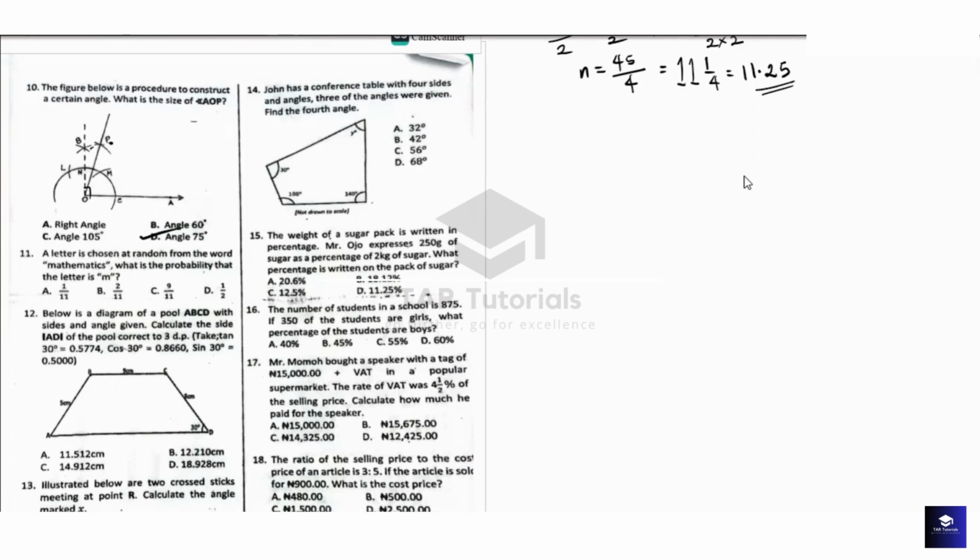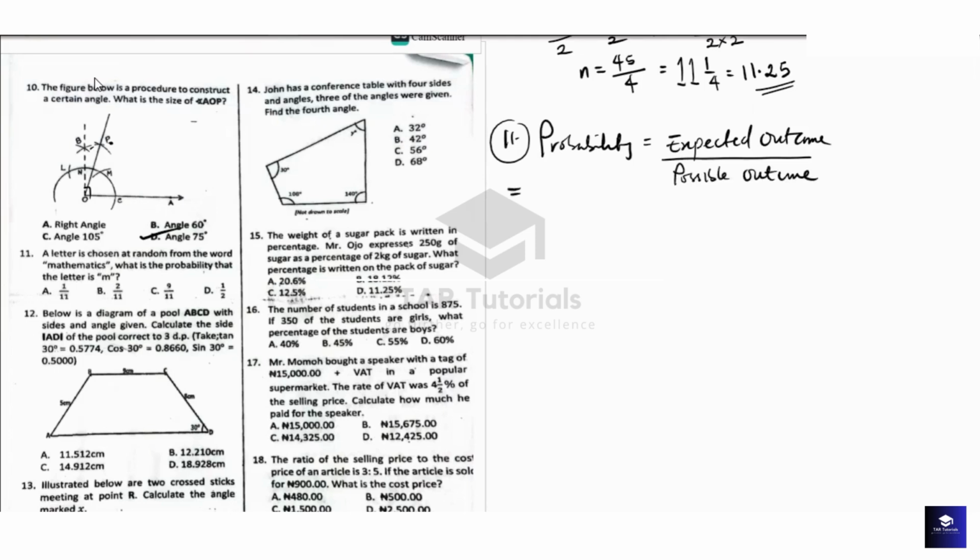Now, question 11. It says, a letter is chosen at random from the word mathematics. What is the probability that the letter is M? For probability, we know that the formula given, probability, is the event or expected outcome over the possible outcome. Expected outcome, or you can say the expected result. The result that we're expecting to get, all over the possible outcome.